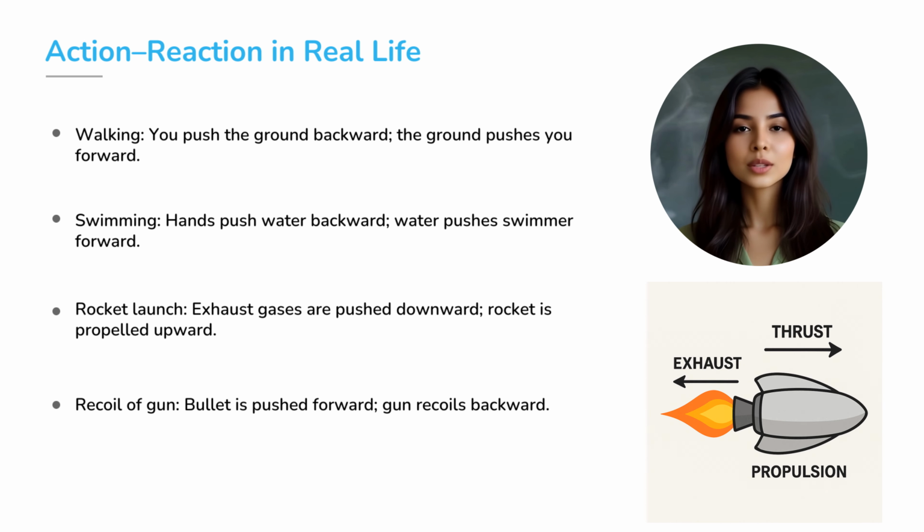This law is all around us. In swimming, your hands push the water backward and the water pushes you forward. In rocket launches, the exhaust gases are pushed downward and the rocket is thrust upward. In gun recoil, the bullet is pushed forward and the gun jerks backward.